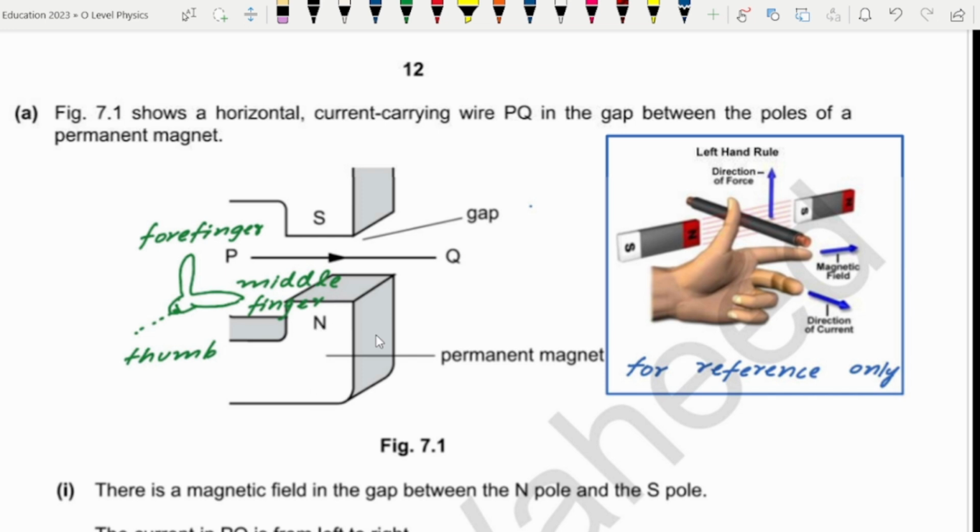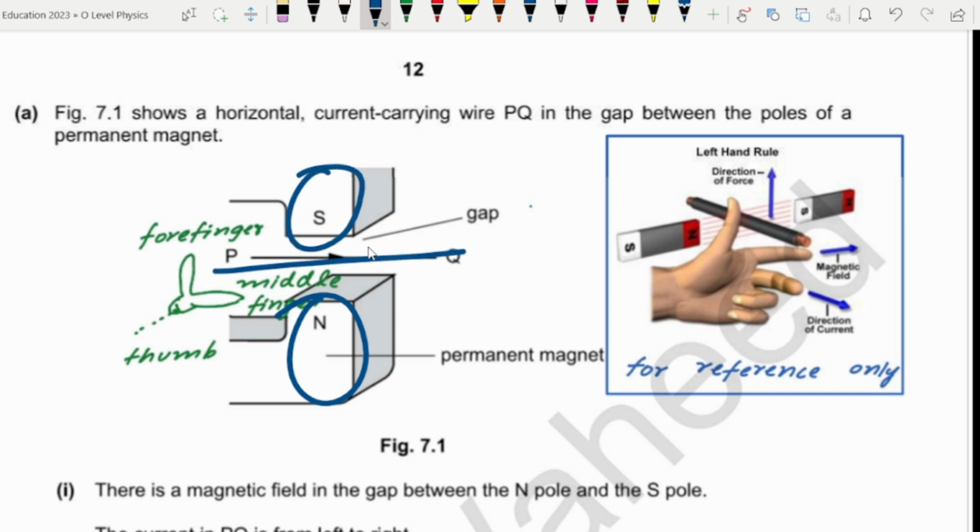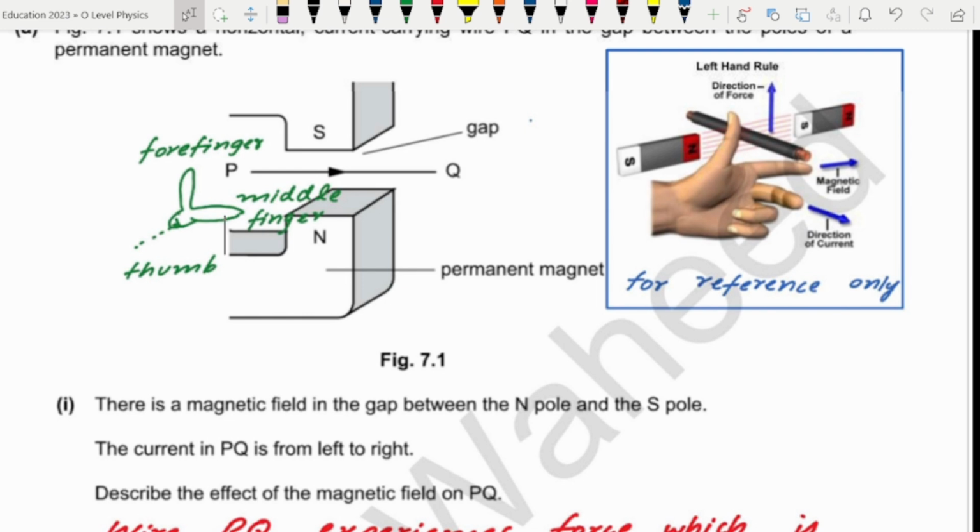You have the North Pole here, just ignore the annotation and the drawing. North Pole here, South Pole over here. Then you have the current carrying conductor. The current is flowing to the right side. The direction of the magnetic field is upward, that is from north towards the south. There is a magnetic field in the gap between the north and the south pole. The current in PQ is from left to right, so current is towards the right side.